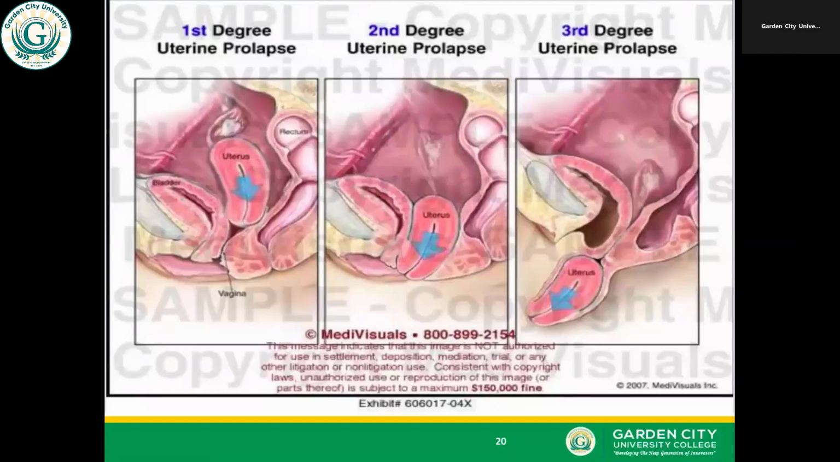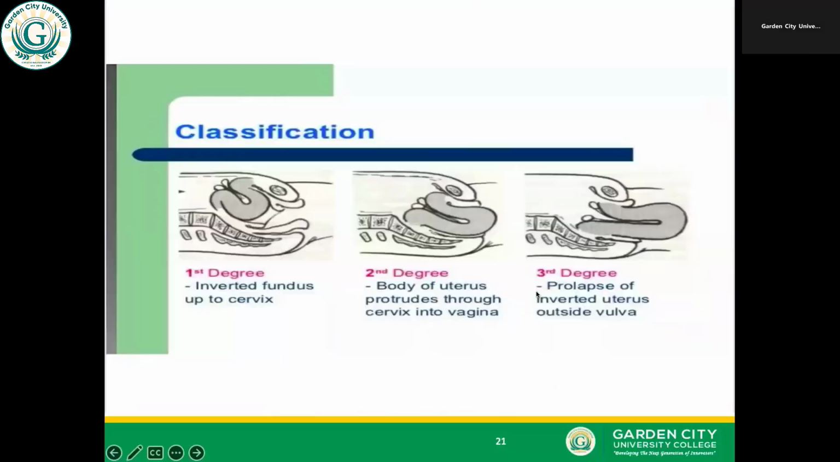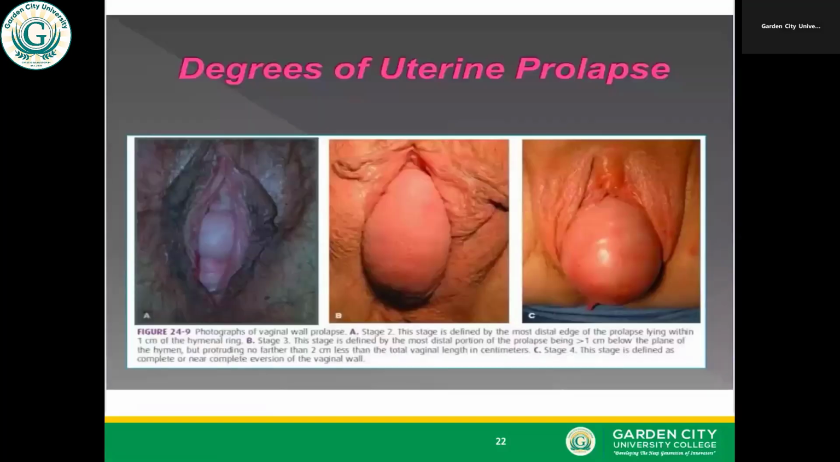Please, next slide. So these are the types of uterine prolapse. The second image, you see that it has gone down, and then with the last image, the whole of the uterus is out of the vagina. So we have already talked about it. These are still the degrees of uterine prolapse.